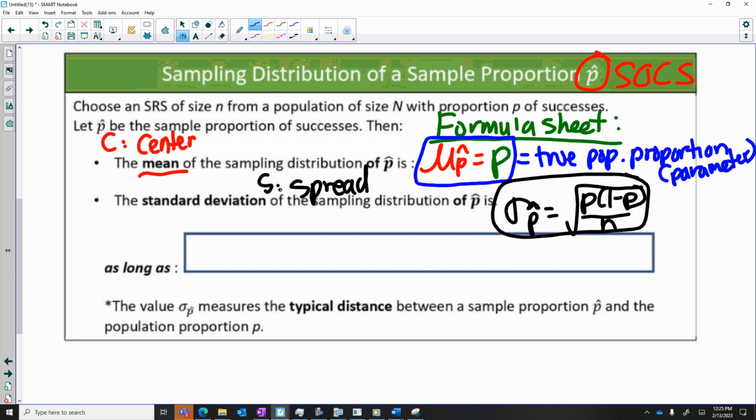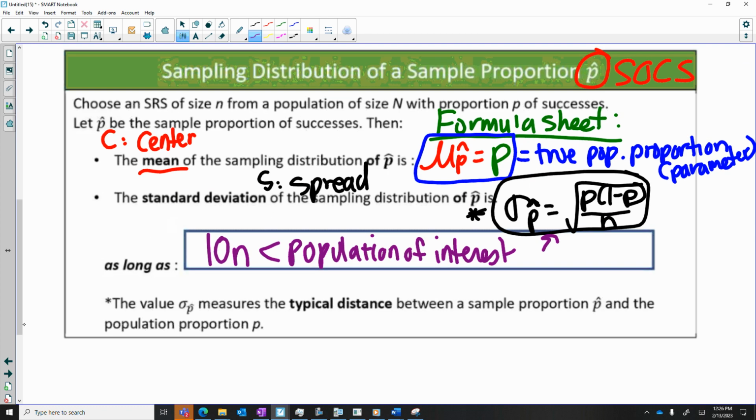Now, there are some rules of thumb that we're going to have to check in order to proceed with a couple of things here. The first one is we're not allowed to proceed with this formula for standard deviation unless one of these rules is met. And that says that 10 times n, which is 10 times the sample size, has to be less than the population of interest. So the sample must be 10% or less than the population of interest. If this rule is met, then we are allowed to proceed with this formula for sigma p hat, which we stated above. That is the first thing that we have to check before we use that formula.